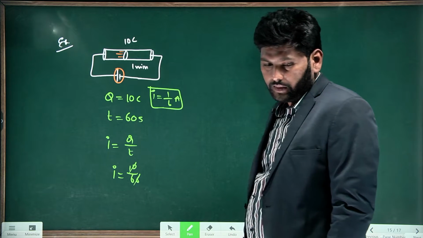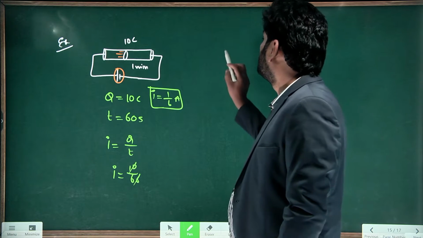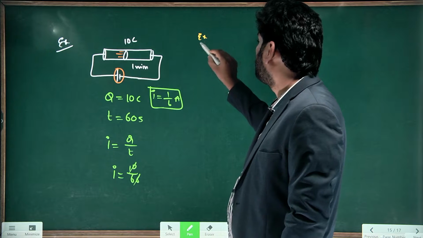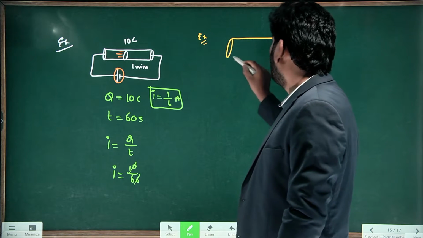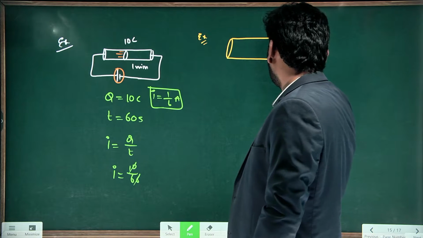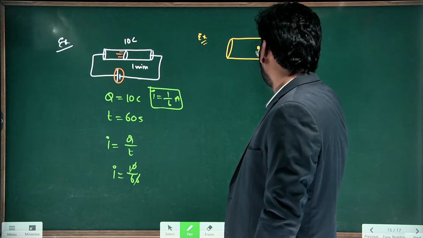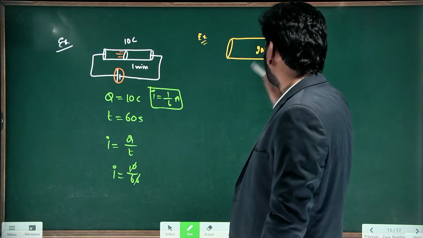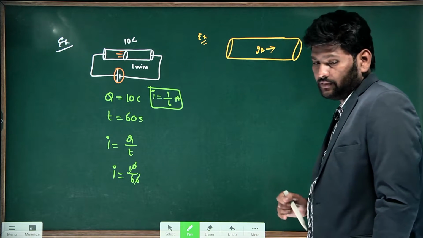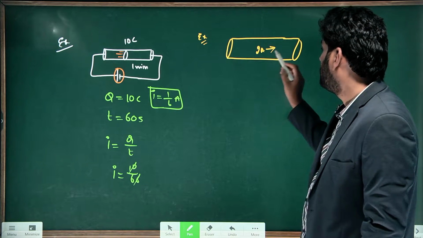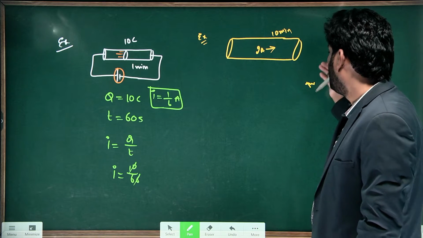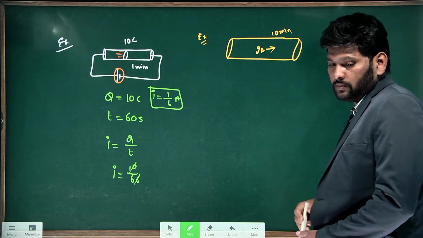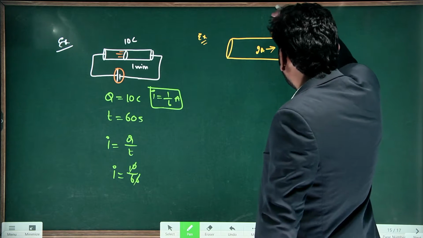Next, this is another problem I will give. Can I give one more problem? Yes, sir. Now one more example problem. See here. Now this is a conductor. Through this conductor, 2 ampere current is flowing for 10 minutes. Sir, the diagram is not visible, sir. Okay.